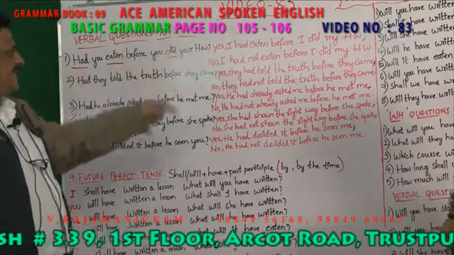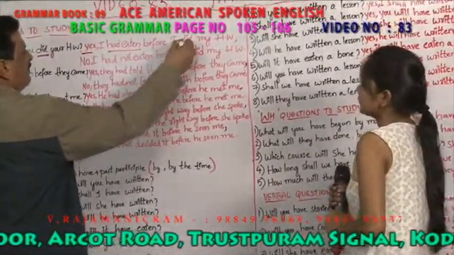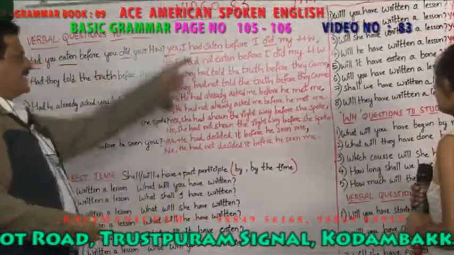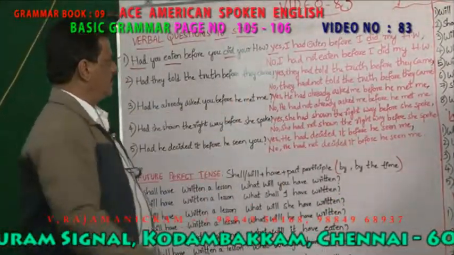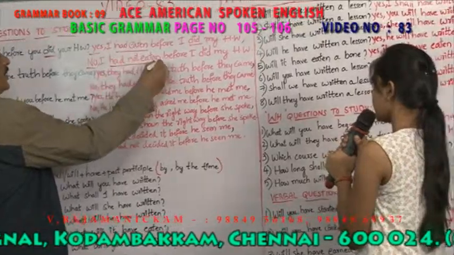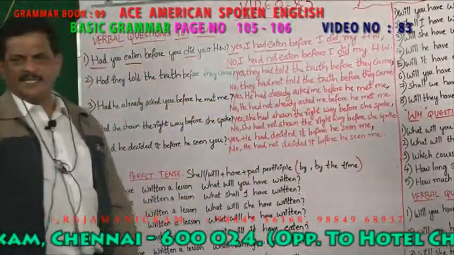So what's the answer? Yes, I had eaten before I did my homework. So for the first action you want to mention, you are using the past perfect. And if it is no? No, I hadn't eaten before I did my homework. So hadn't eaten, had eaten.